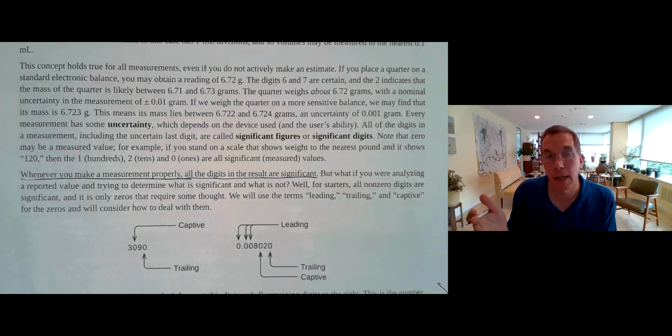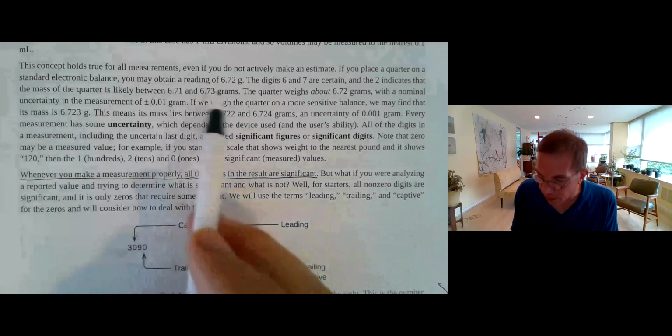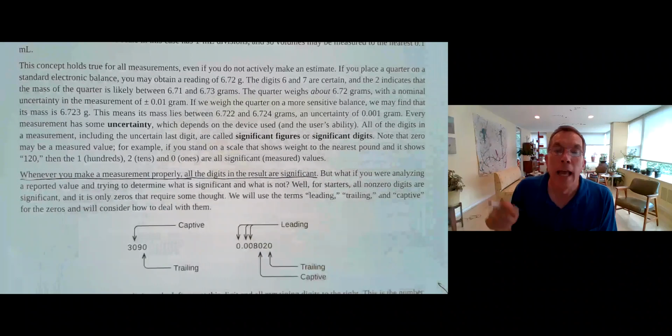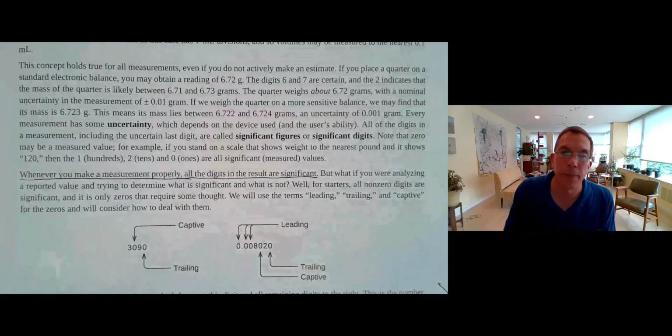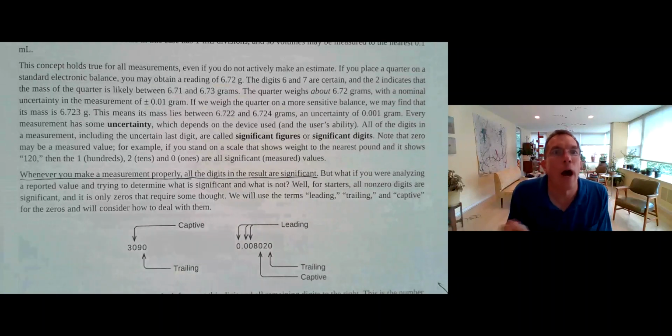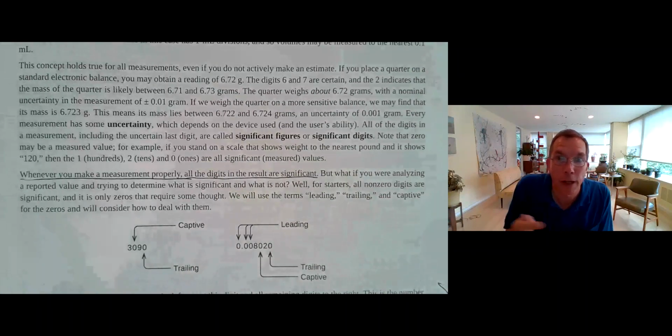That's where the balance itself is guessing. So here they're talking about a balance that's guessing between 6.72, 6.71, 6.73. And when you're actually in lab and you put something on the balance, you're going to notice that last digit fluctuating. And you're going to get in the habit of sitting there staring at it going, wow, I wish it would stop fluctuating.